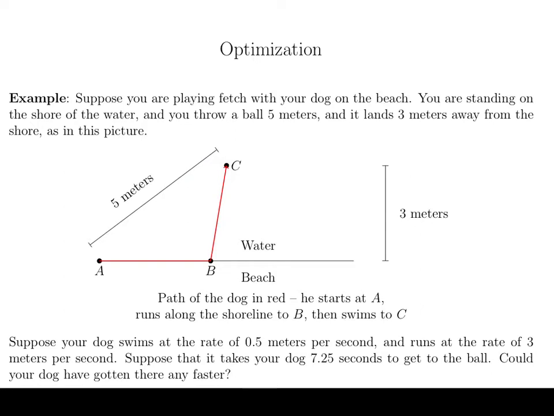So this is an optimization problem. We're trying to figure out, can the dog do any better basically by choosing this point B? Is there a different point that the dog could run to and then hop into the water?